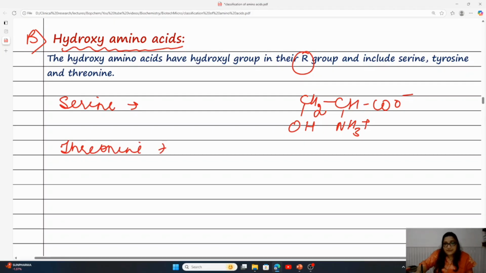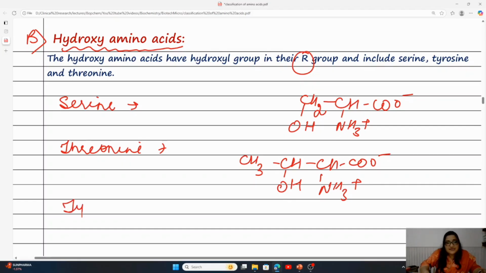So in threonine, again, CH, COO negative, NH3 positive, CHOH. This was the structure of serine, CH2OH. Now we just add one alkyl group to it, so it becomes the structure of threonine.